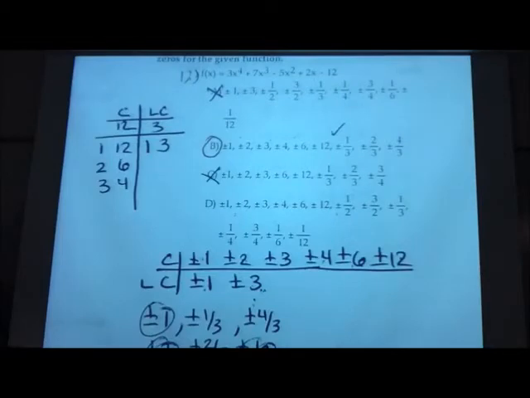Please remember, you're going to have an hour and a half to do these 25 problems. There's no reason why you should be rushing through them and making careless mistakes.